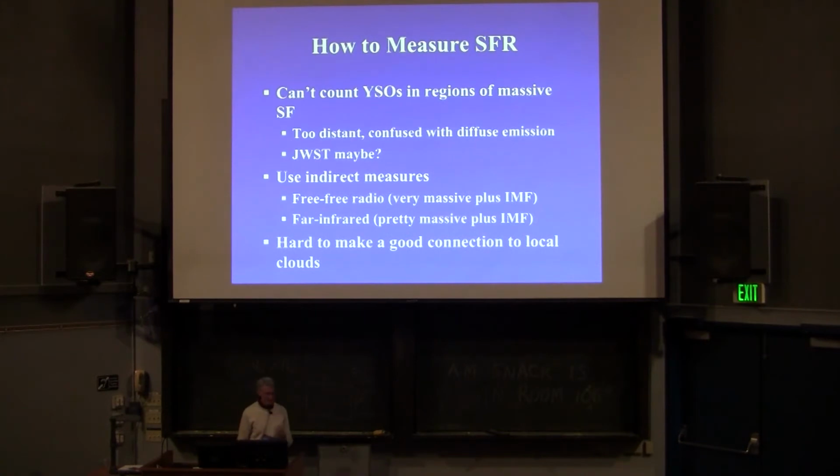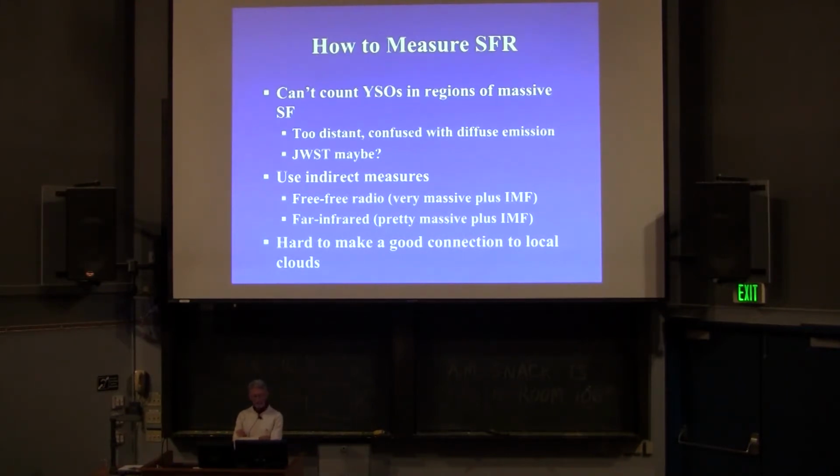Okay, so let's go back to the question of how to measure the star formation rate in these distant regions. And as I said before, you can't count YSOs the way we do in the local regions. They're too distant and confused with the diffuse emission. Maybe JWST will do that for us. So we're forced to use indirect measures.